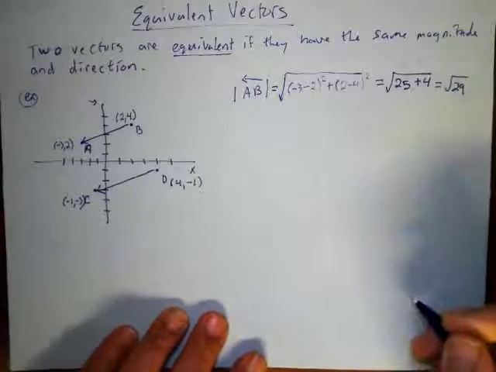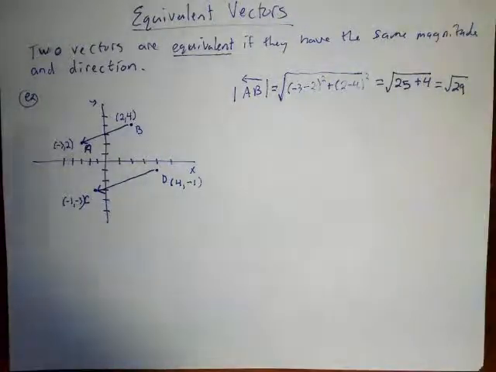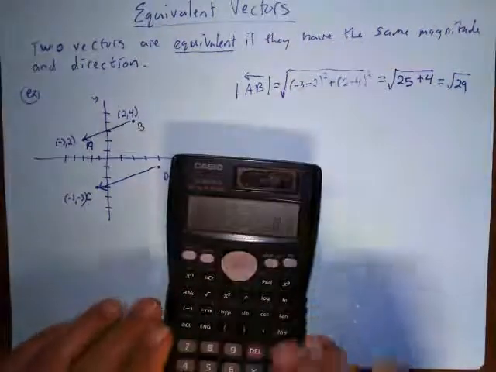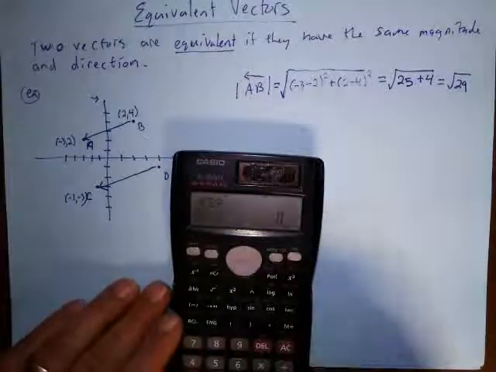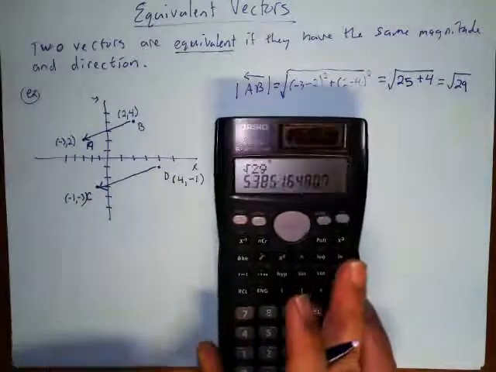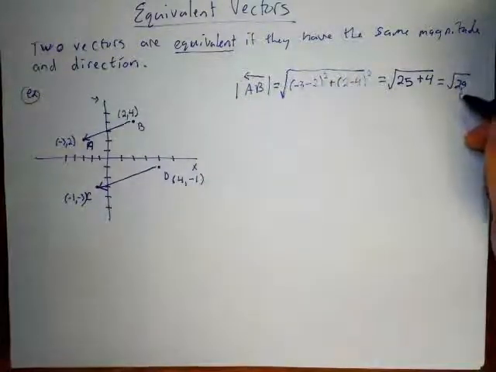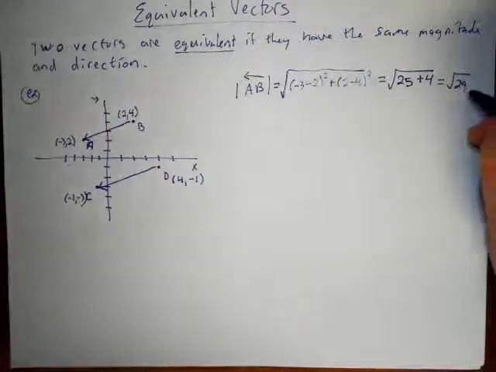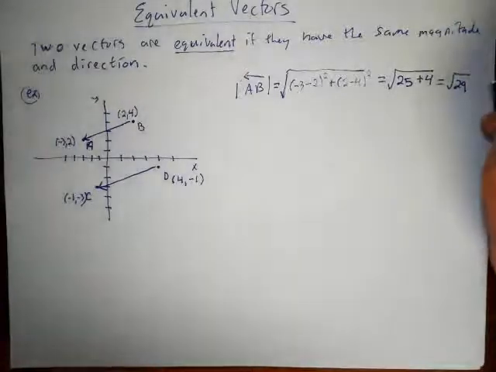We get the square root of 29. If you wanted to, you could write that in decimal form to get an idea of what the length is. The square root of 29 is approximately 5.4. But when you're actually working with vectors, you usually leave it as a square root, because that's the exact form of it.